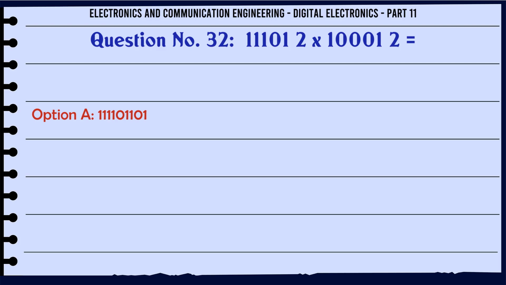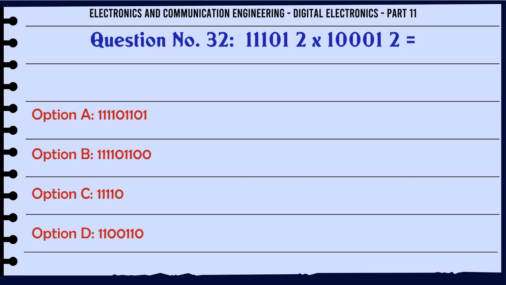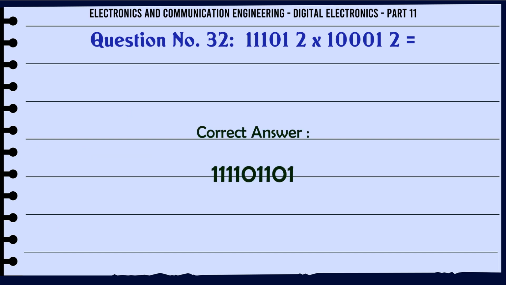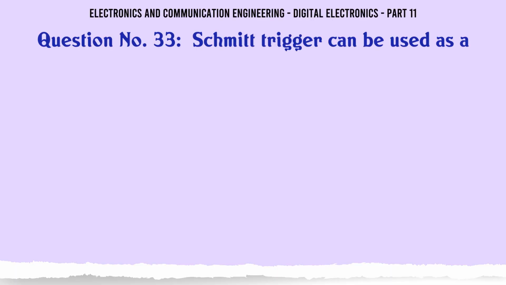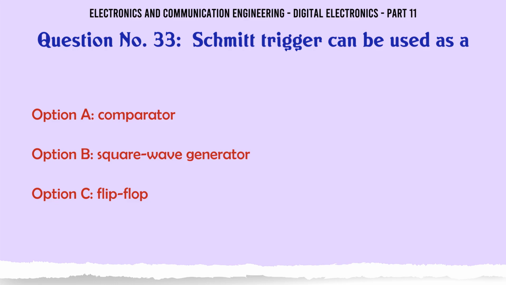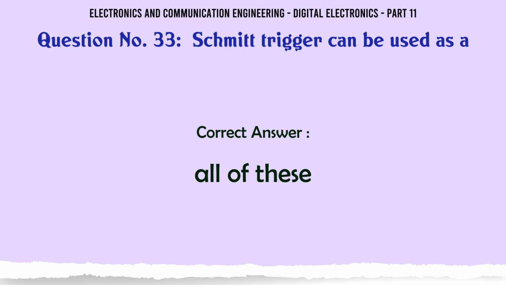11101 base 2 times 10001 base 2. A. 1111010101, B. 11110100, C. 11110, D. 11000110. The correct answer is 11110101. Schmitt trigger can be used as A. Comparator, B. Square wave generator, C. Flip-flop, D. All of these. The correct answer is all of these.